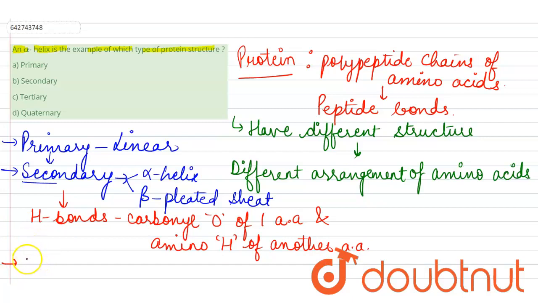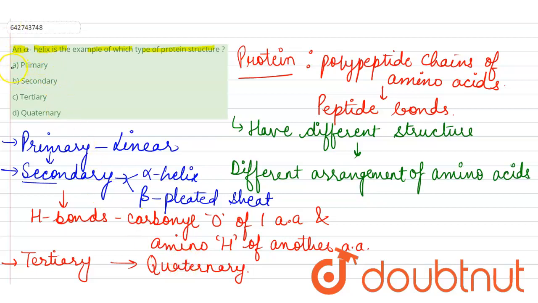Furthermore, when the secondary structures fold over one another, it leads to the formation of tertiary structure, and ultimately when the tertiary structures fold over, it leads to a complex structure known as quaternary structure of proteins. So this was about the different structures of proteins.